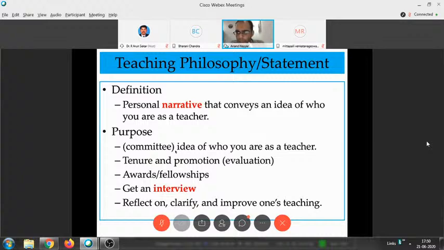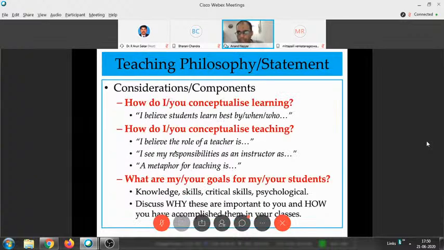And you should always narrate what idea was conveyed to you, what the purpose is, what awards you have, and get an interview and clarify one's teaching. Very, very important, everybody. Everything is very important. In terms of the teaching statement, nobody will guide you on this thing. Very important. And this is even a part of research. So I believe students learn best by this. Why do you think so? I believe the role of a teacher is... I see my responsibilities as an instructor as a metaphor for teaching, as what is your knowledge skills and psychological skills. So very important, everybody. Now you can see that as teachers, we are even lagging in many things.